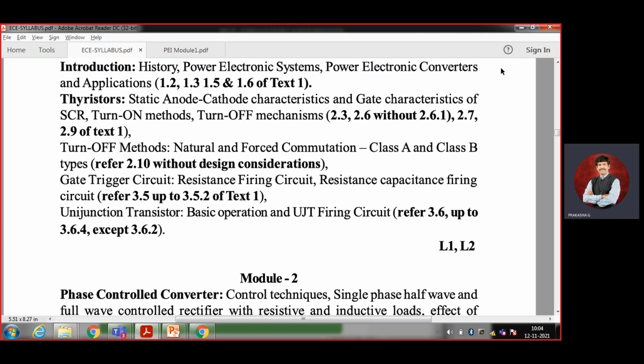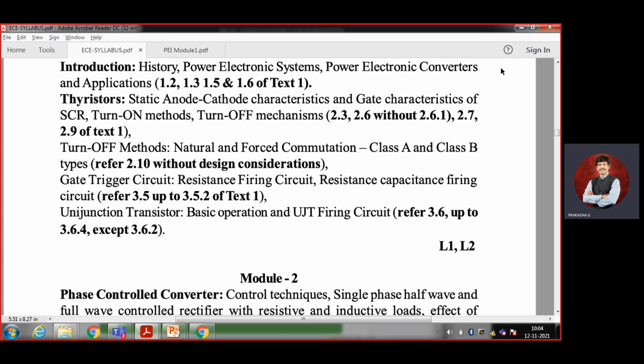Sometimes we need to switch off or turn off the thyristor, because once the thyristor is turned on, we will not have any control over it. It will be in the forward bias only. Because I need a DC voltage or a DC current, there should not be any fluctuations. So I am supposed to control the thyristor, and we have to deal with the thyristor mechanisms.